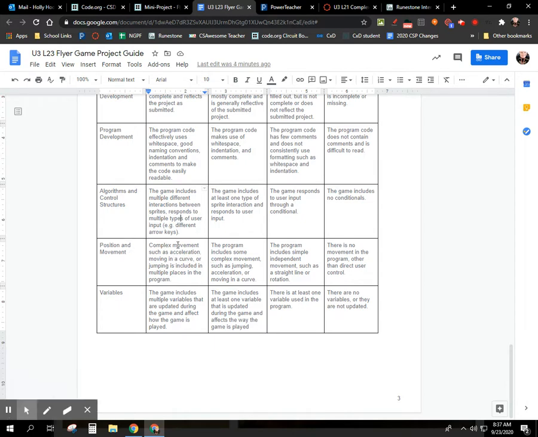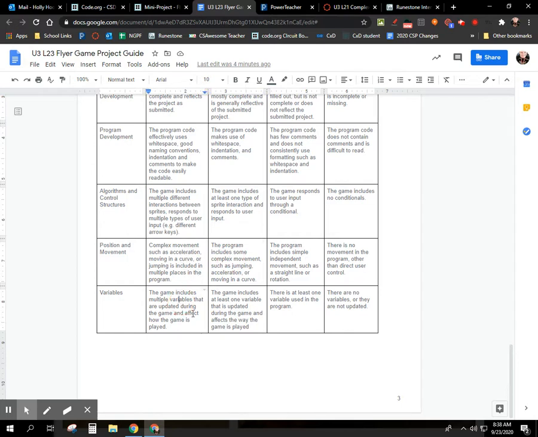Regarding position and movement, we need to see complex movements such as acceleration, moving in a curve or jumping included in multiple places in the program. So remember, acceleration is going to be achieved by using velocity x or velocity y in the counter pattern. So we need to see lots of complex movement in multiple places. If you only have a complex movement one time in your program, that will not earn you full credit.